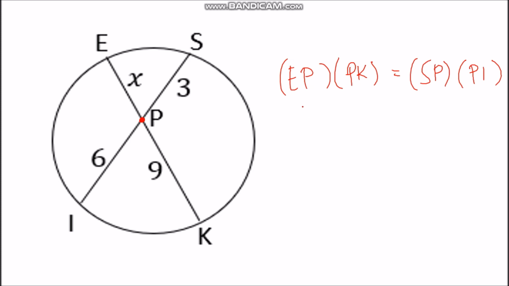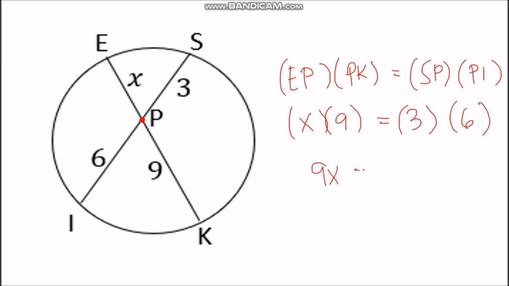Then let's substitute the values. So EP is X, then PK is 9, equal to SP, which is 3, and PI, which is 6. Now, our goal here is to solve for the value of X. So after substituting, we just have to simplify this. So this will be 9X equals 18. Then just divide both sides by 9. Then X will be equal to 2.